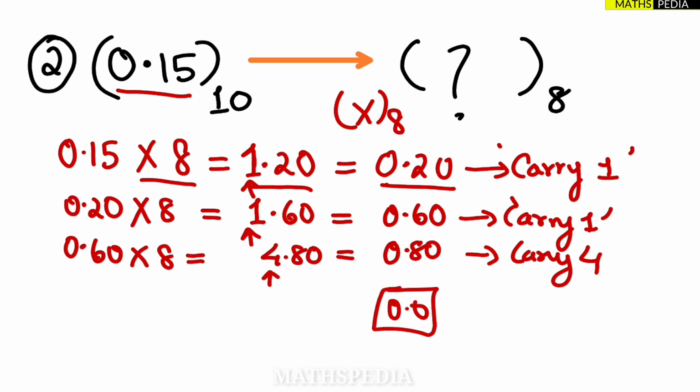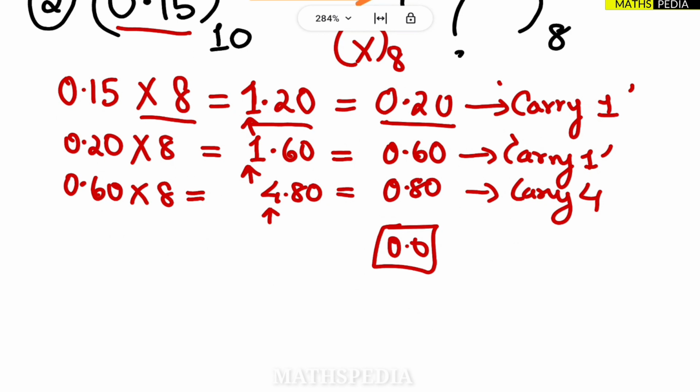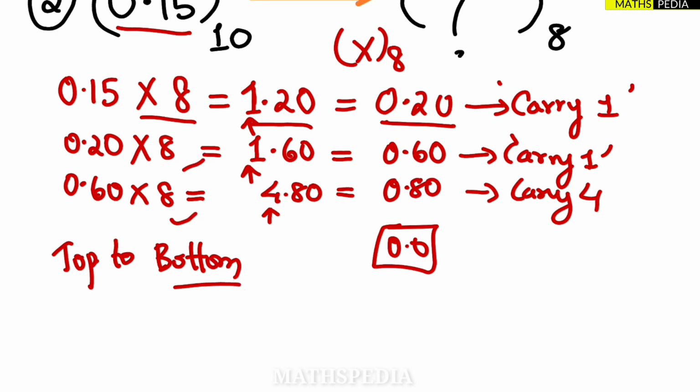Because we have done this problem in binary also. Kindly see that video also. It's the same procedure. Only thing is that this 8 will come here because since it is octal. For binary it will come 2. But the steps are same. So you can see that videos also. So here one different thing is that here you have to write from top to bottom. So whenever decimal point is involved and you are doing multiplication, from top to bottom you have to write. What top to bottom? The numbers from top to bottom.